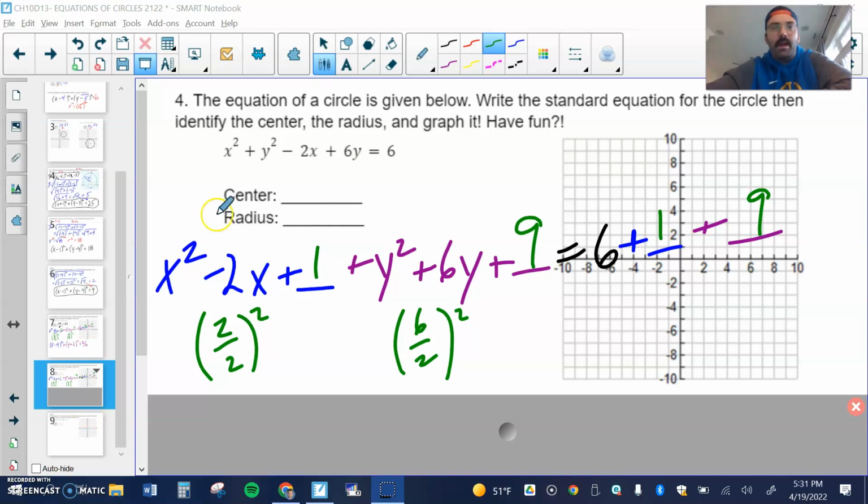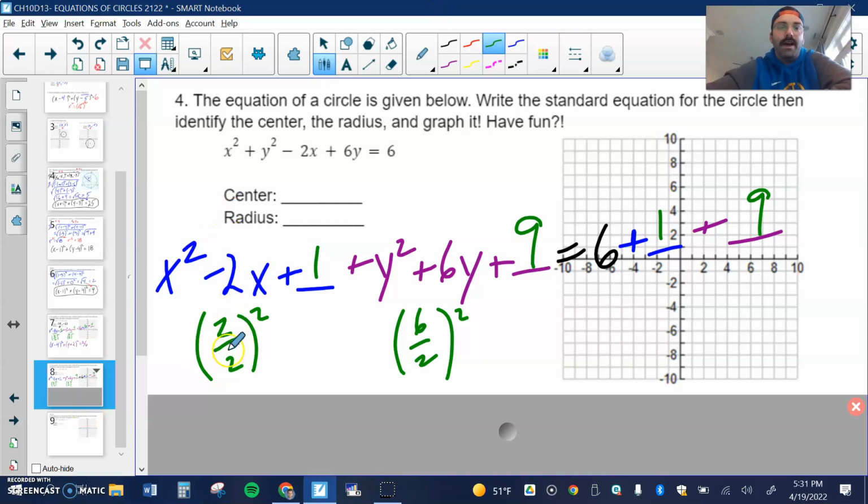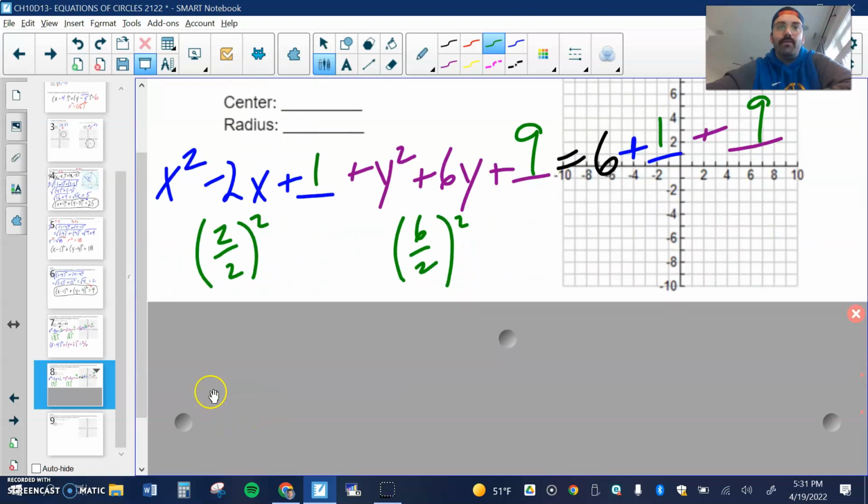Go. Here we go. 2 divided by 2 is 1. 1 squared is 1. What I do to one side, I do to the other. 6 divided by 2 is 3. 3 squared is 9. What I do to one side, I've got to do to the other. So, now we have to write that in our standard form.